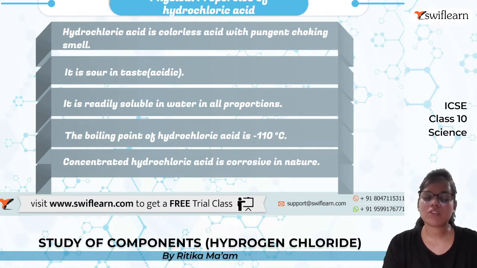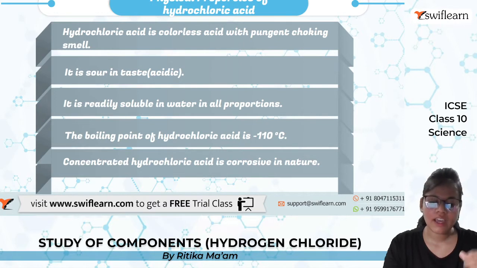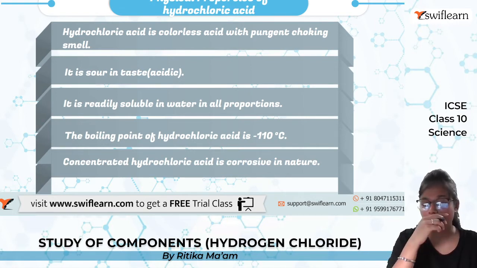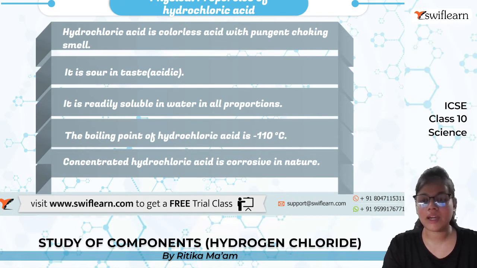Now talking about the physical properties of hydrochloric acid, it is colorless and has a pungent, choking smell. Its taste is sour because it is acidic. It is soluble in water, and the boiling point of hydrochloric acid is minus 110 degrees Celsius. And concentrated hydrochloric acid is very dangerous. It is highly corrosive in nature, so we should always stay away.